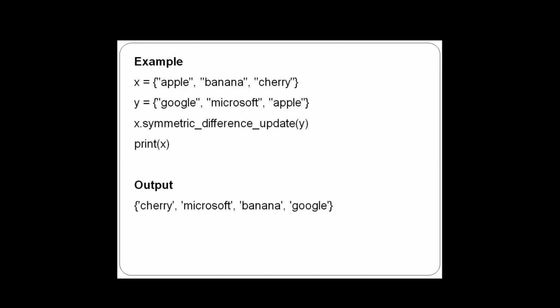Similarly to symmetric difference, you will have symmetric difference update. The only difference between the update version and the ordinary method is that with the plain method you may or may not use a third variable, but with the update method the set is updated within itself.